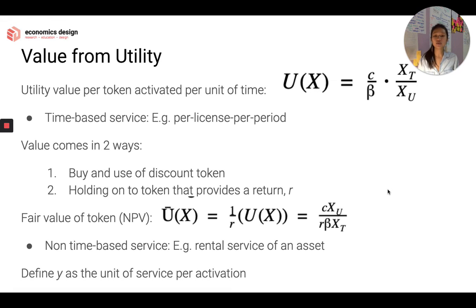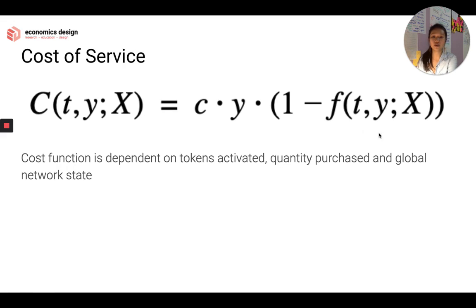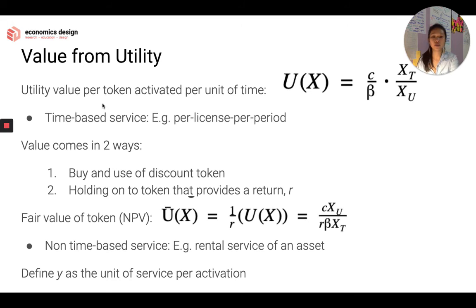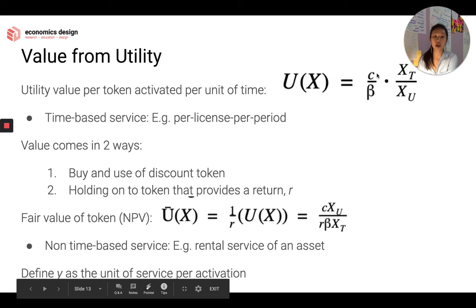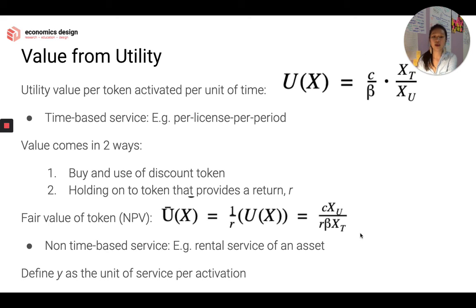For non-time based, right now you don't see Y, right? Here we talked about there's Y here, cost has a Y in there. But now we don't see Y, we just look at C. That's because we assume Y is 1, because we only need 1 license per period. But if we are looking at a non-time base, then we have to add Y in there, C times Y together. And then the Y will be the unit of service per activation. So 1 gigabyte every day.